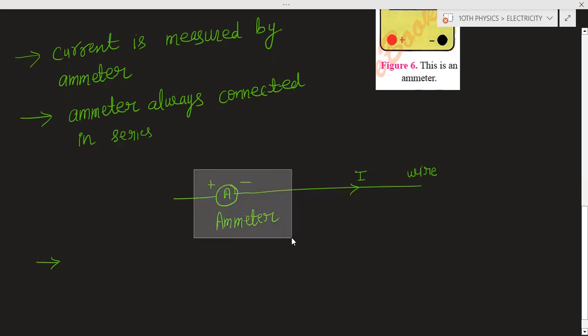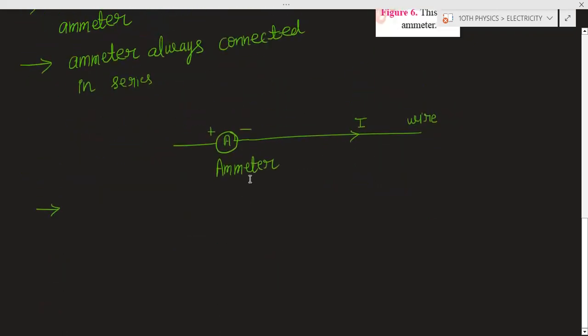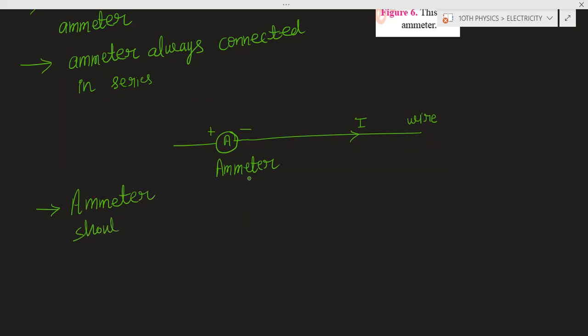And what is the use of the ammeter? To measure the current. So if more current flows in the ammeter, there will be no error in measuring the current. So the ammeter should have low resistance. Ammeter should have low resistance.